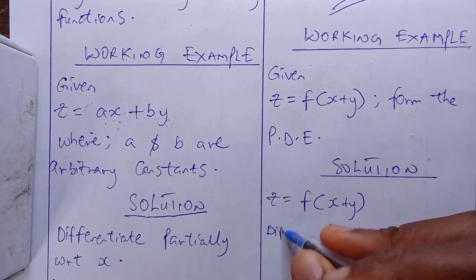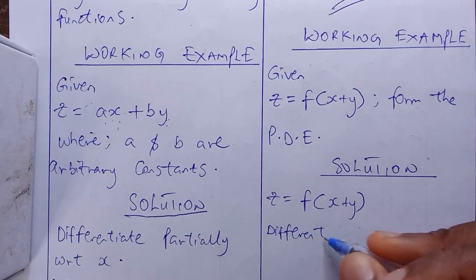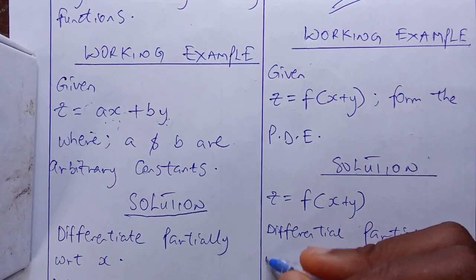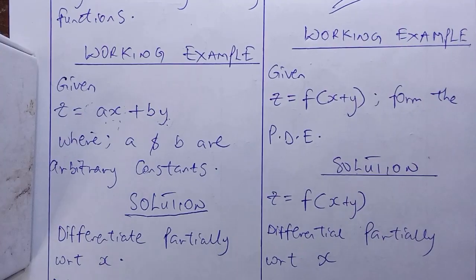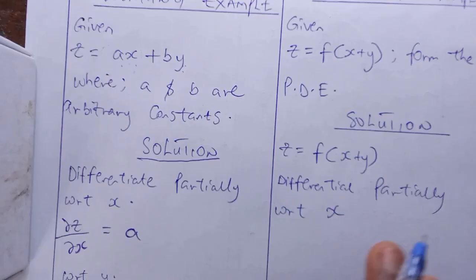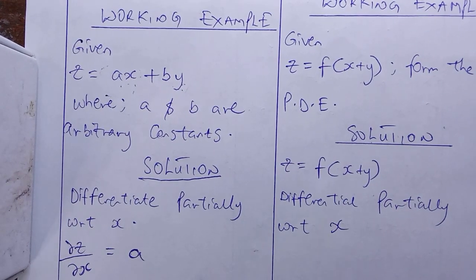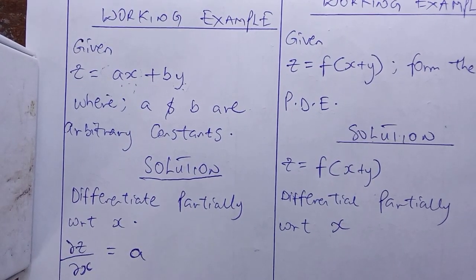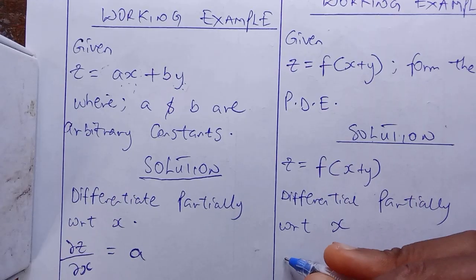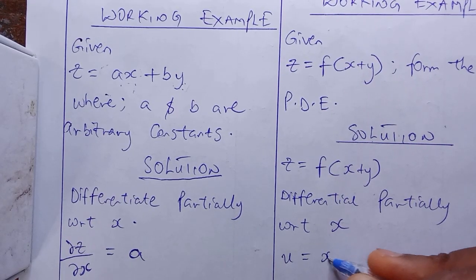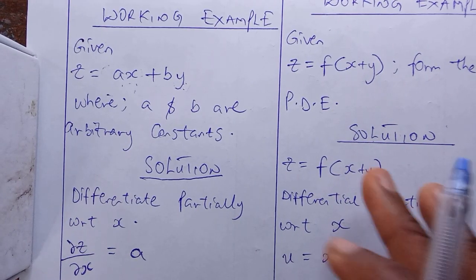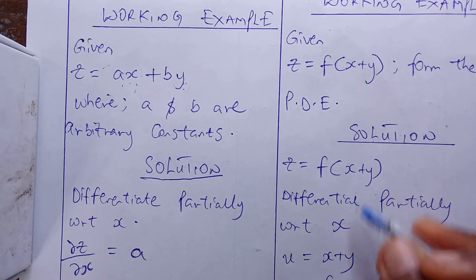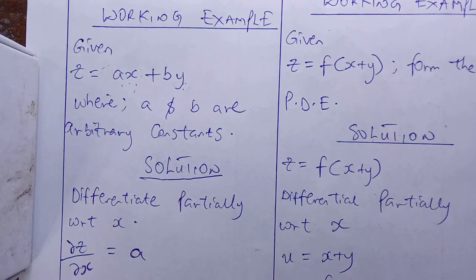So now let's differentiate partially with respect to x first. Now, if you want to differentiate this function, we have to use the chain rule because there's something in the bracket. So let's differentiate this using the chain rule. Using the chain rule, what do we have? We have that let u equal x plus y. Then z is what? Instead of x plus y, it's going to be f(u), because u is x plus y.